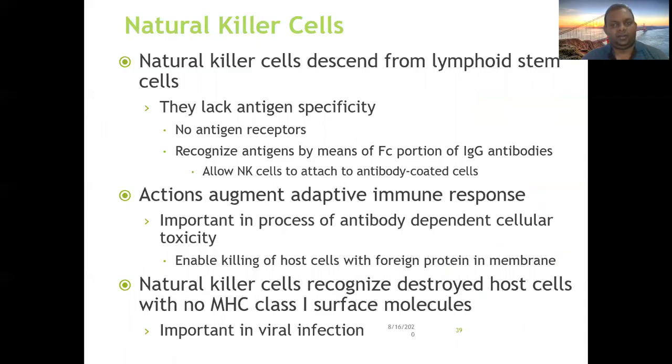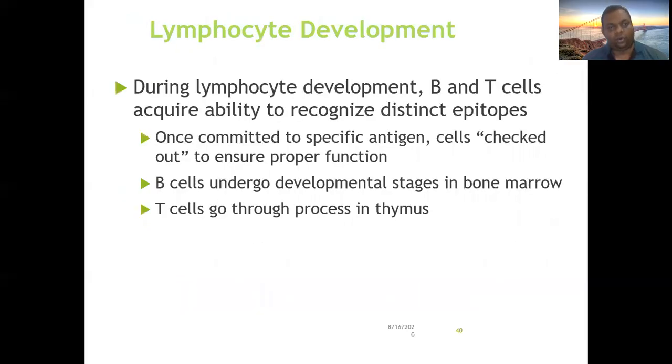Natural killer cells. We have discussed this. They don't have antigen receptors. They recognize antigen by means of the Fc portion of IgG antibodies, which allows NK cells to attach to antibody-coated cells. This action augments the adaptive immune response. It's a bridging. Natural killer cells recognize and destroy host cells with no MHC, as I said earlier. That's how it goes.